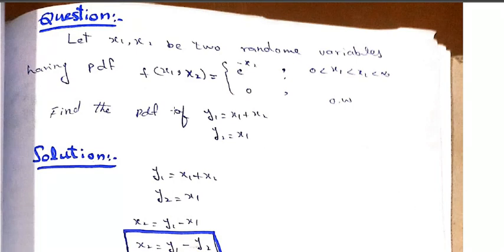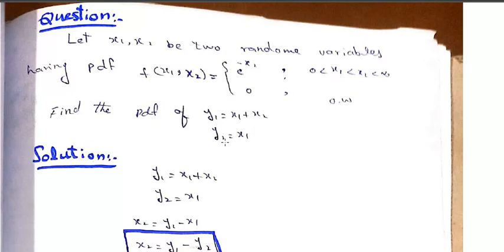You can see that the question is: let x1 and x2 be two random variables. The problem gives the PDF of x1, x2 as the function exponent of minus x2, with limits 0 less than x1 less than x2 less than infinity. Find the PDF of y1 equal to x1 plus x2 and y2 equal to x2.